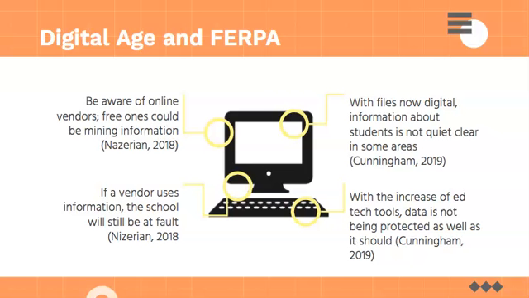So if a vendor is using the information and you have a contract with them, the school is the one who is going to be at fault because they signed that contract. They should have read everything. So schools really need to look out and be sure that the vendors they are working with are not going to be mining information, and they have all of the necessary information available so that they are not making any contracts with people they should not be.